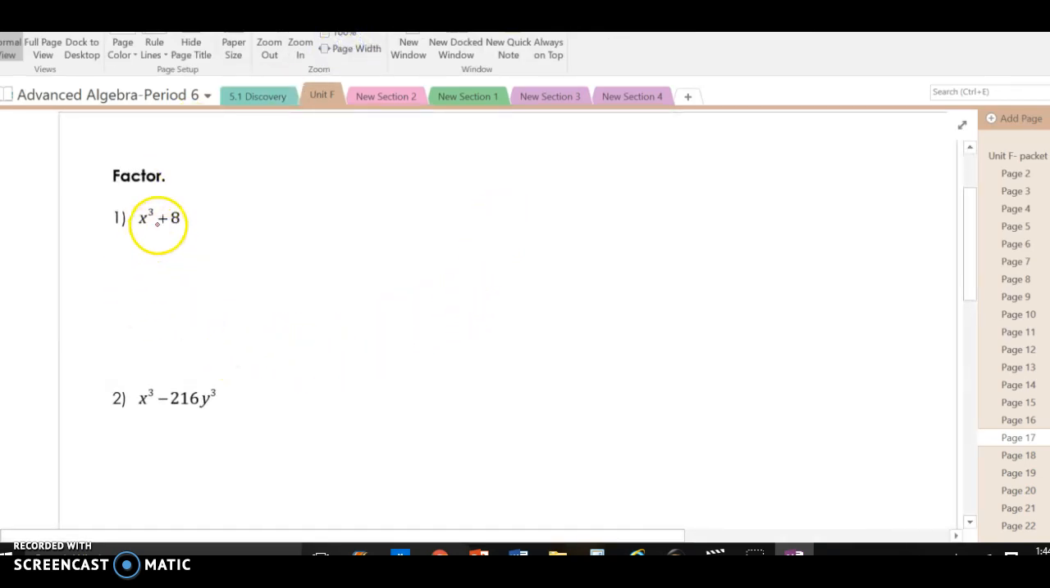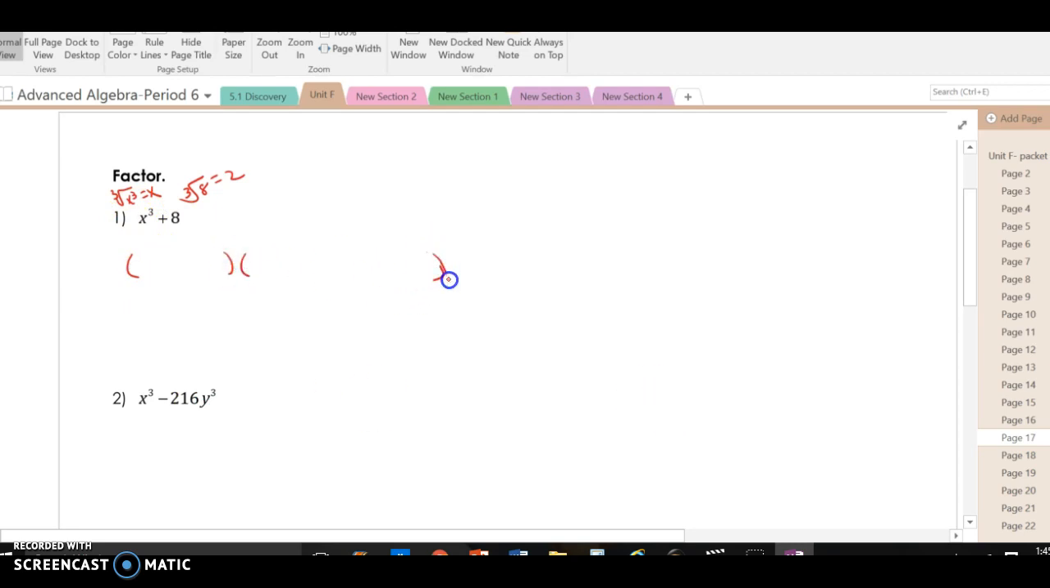Now, I notice this. I have two terms linked by addition. I cannot do a sum of two perfect squares, so I know I'm going to look for cubes here. What is the cube root of x to the third? That is x. What is the cube root of 8? That is 2. So what I have here is a sum of cubes, right?